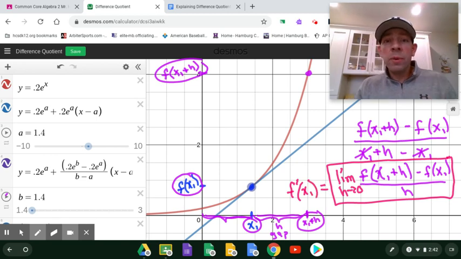So we're not going to evaluate any specific examples today. We just wanted to develop that concept and create that visualization in your mind of some floating point moving closer and closer to a fixed point that we're trying to find the slope of.